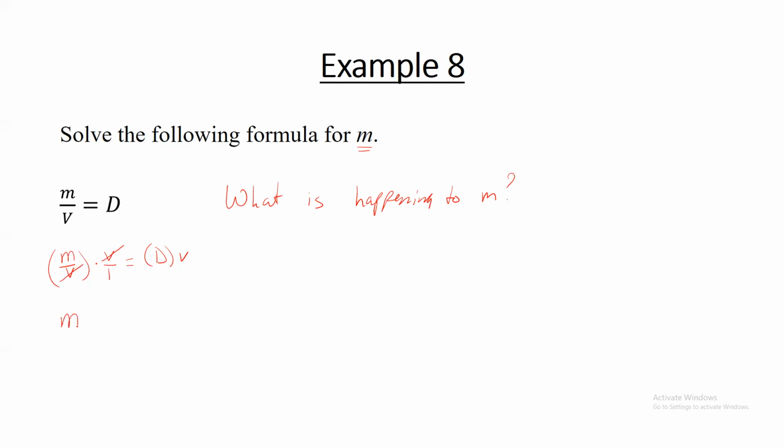So on the left side, we have M. And on the right side, we have D times V. Again, we can't simplify it any further because we don't know what D equals or V equals. We just leave our answer in this form. And so we solve for M. M equals D times V.